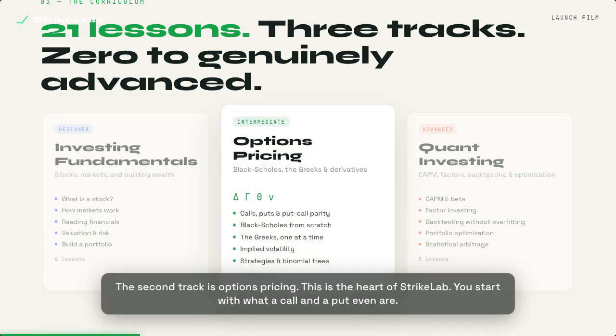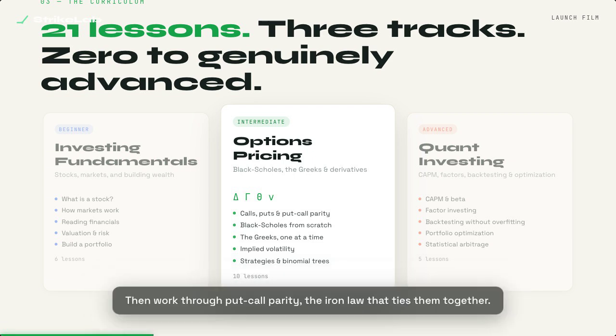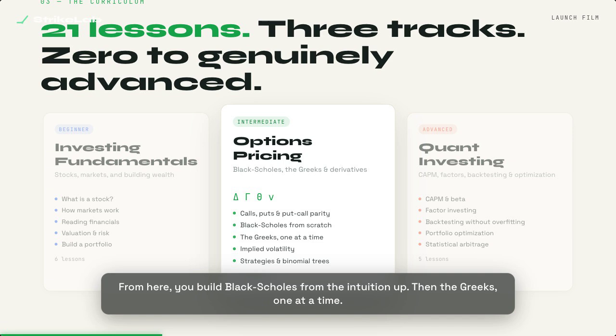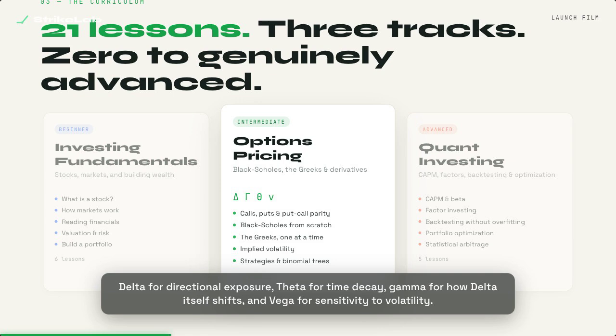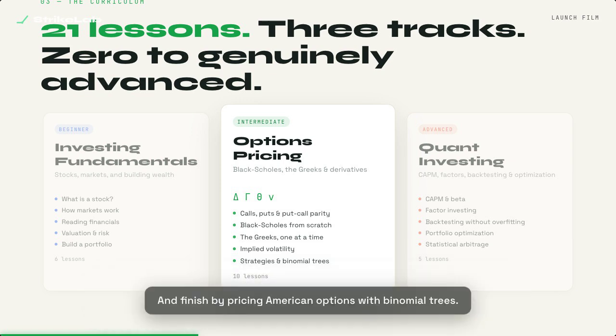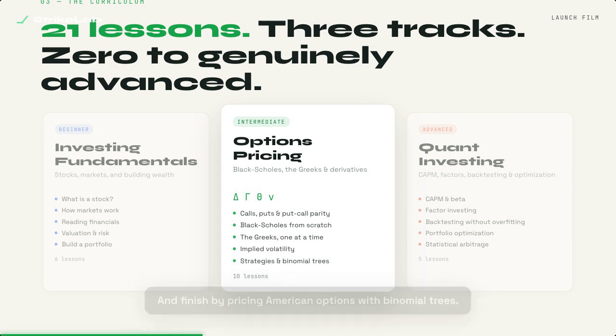The second track is options pricing. This is the heart of StrikeLab. You start with what a call and a put even are. Then work through put-call parity, the iron law that ties them together. From here, you build Black-Scholes from the intuition up, then the Greeks, one at a time. Delta for directional exposure, theta for time decay, gamma for how delta itself shifts, and vega for sensitivity to volatility. Then you solve for implied volatility using Newton-Raphson. Learn real option strategies like spreads and iron condors, and finish by pricing American options with binomial trees.